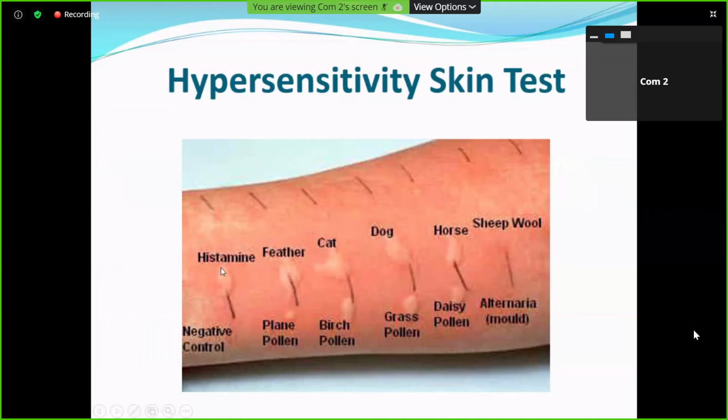So here you can see the control of histamine, which causes this characteristic, what's called a wheal and flare reaction on the skin. And you can see that this person might not be allergic to bird feathers, but allergic to cats, dog hair, horse, pollen, and so on. This is a no reaction with a negative control.